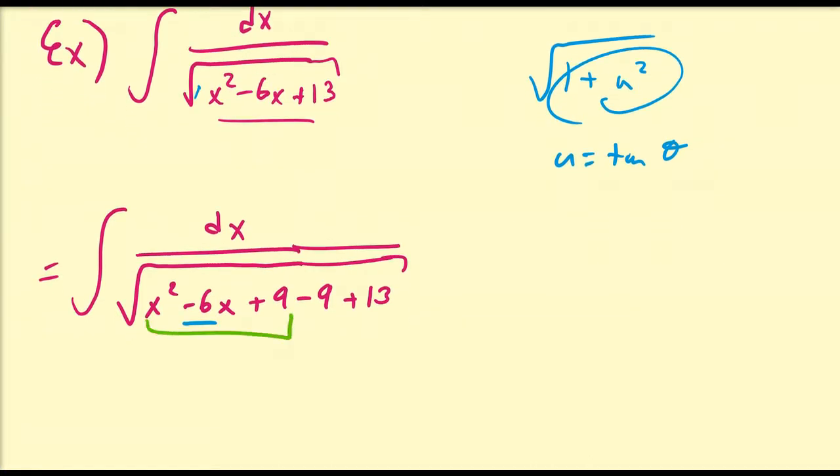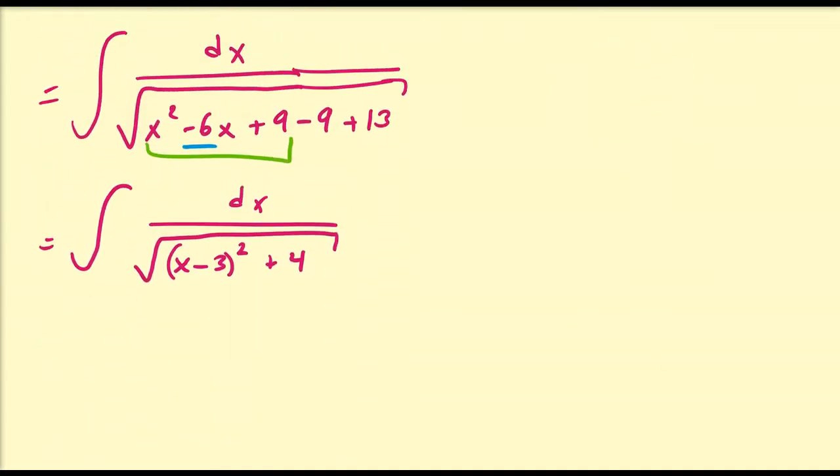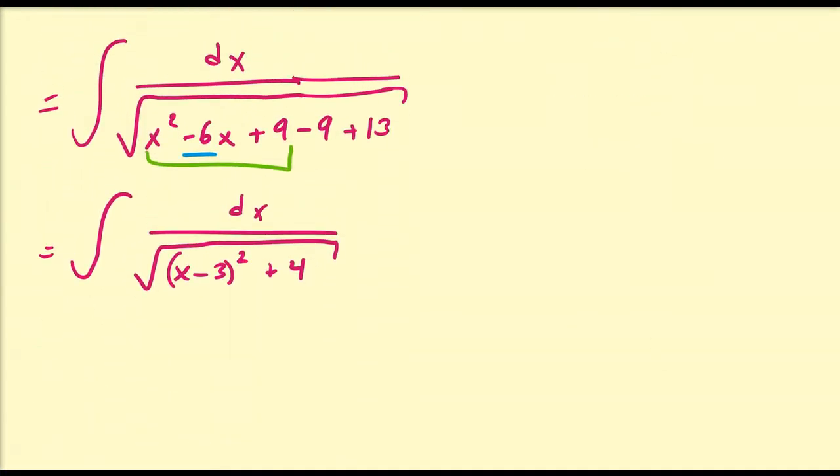If that's the case, then I'm going to factor those first three terms. That gives me the integral of dx divided by the square root of x minus 3 times x minus 3, so x minus 3 is a quantity squared. And then 13 minus 9 is going to be positive 4. From here I'm going to factor a 4 out of this bottom.